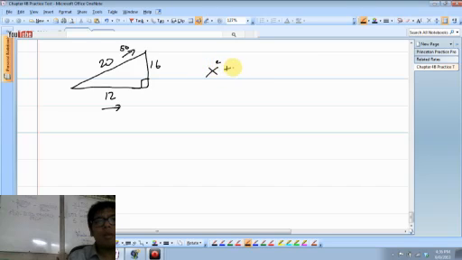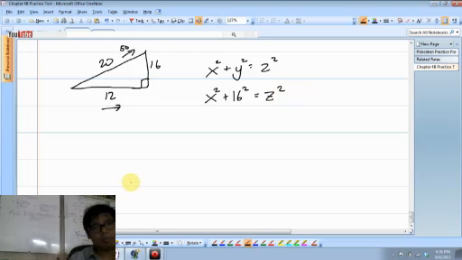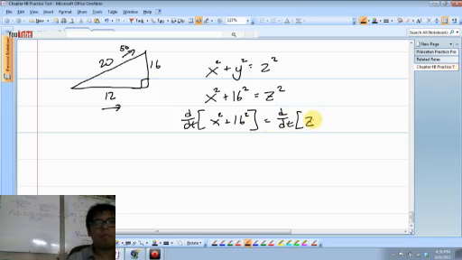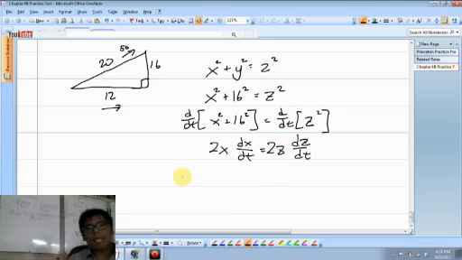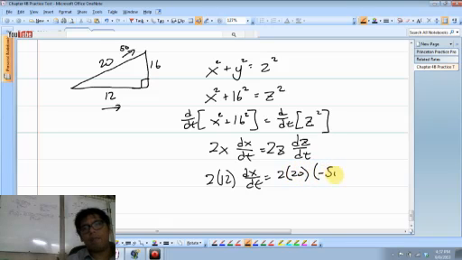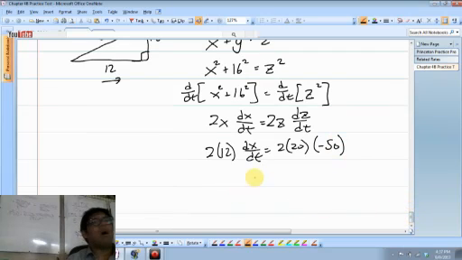And so we have x squared plus y squared equals z squared. X squared is not constant. Y squared is constant. Z is also not constant. We'll take our derivatives with respect to t. And that gives us 2x dx/dt equals 2z dz/dt. Substitute your numbers in. 2 times 12 times dx/dt equals 2 times 20 times negative 50. And that gives you some number.